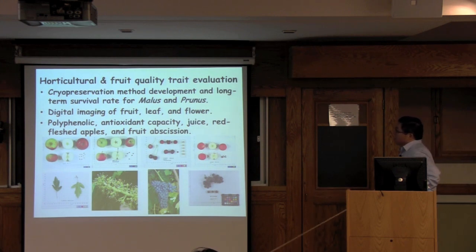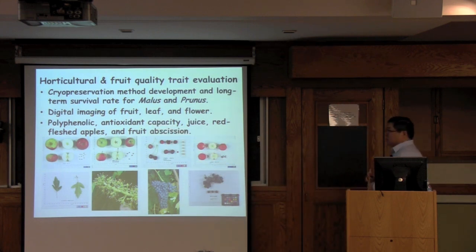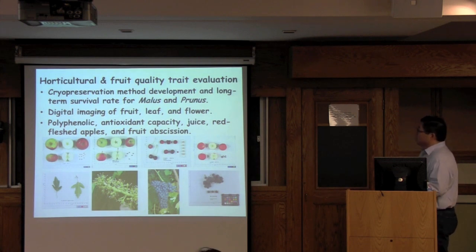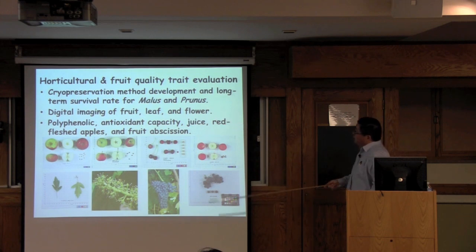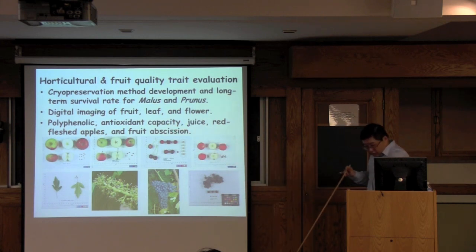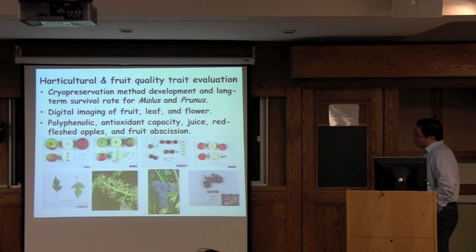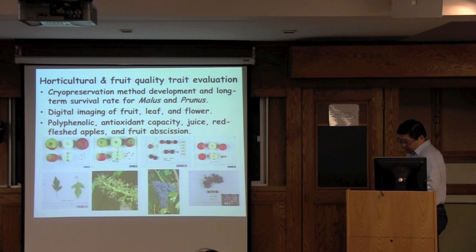We're also involved with polyphenolic and antioxidant capacity study of Vitis. Also, we're working on Malus and Pyrus right now. Also juice quality, and some specific examples like the red flesh apple, and also fruit abscission rate of some of the Malus accessions we have. Here, I just show you different digital images we have for different material in our collection. Sometimes we still have some shadow. We're trying to improve the quality of the photos in the near future.